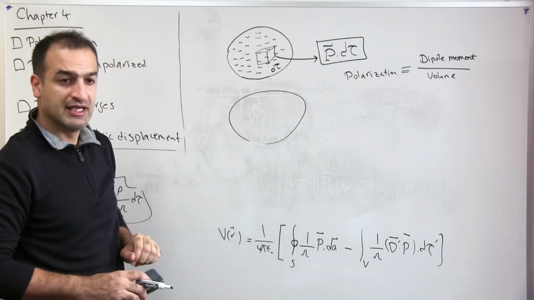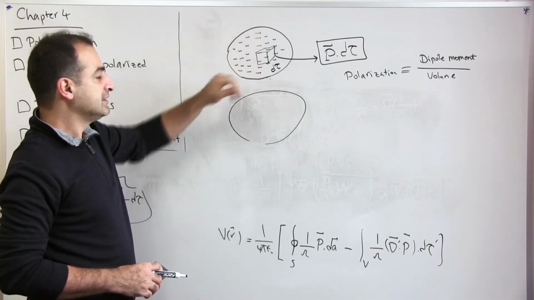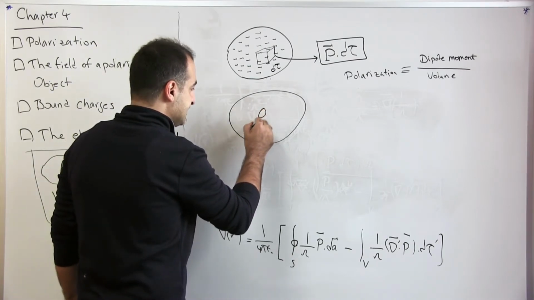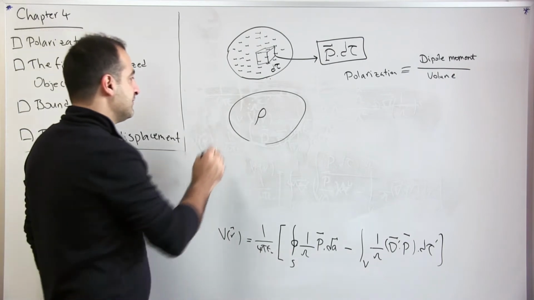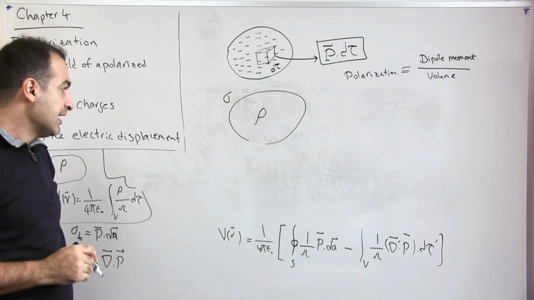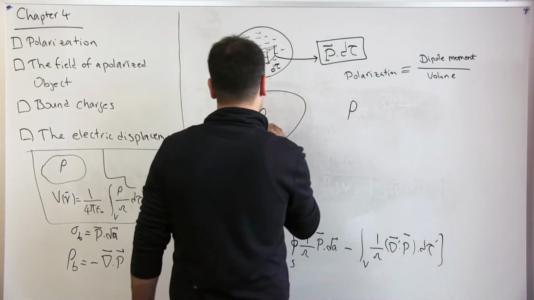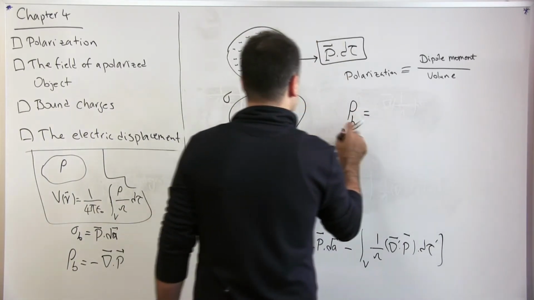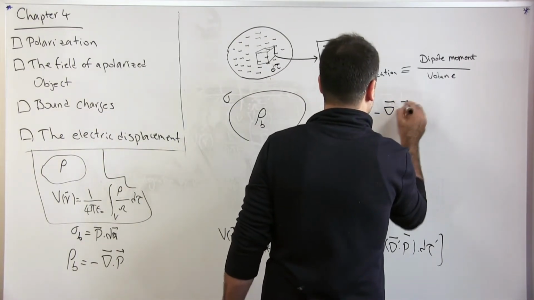So imagine this shape has a very similar shape to this. Instead of considering it's made of all these little dipoles, I want to consider it's made of something that carries an actual volume charge, and on the surface carries an actual surface charge as well. Okay, how much volume charge? I'm going to call it rho B. You will see why I'm calling it like that in a minute. I'm going to say rho B should be negative of divergence of P.